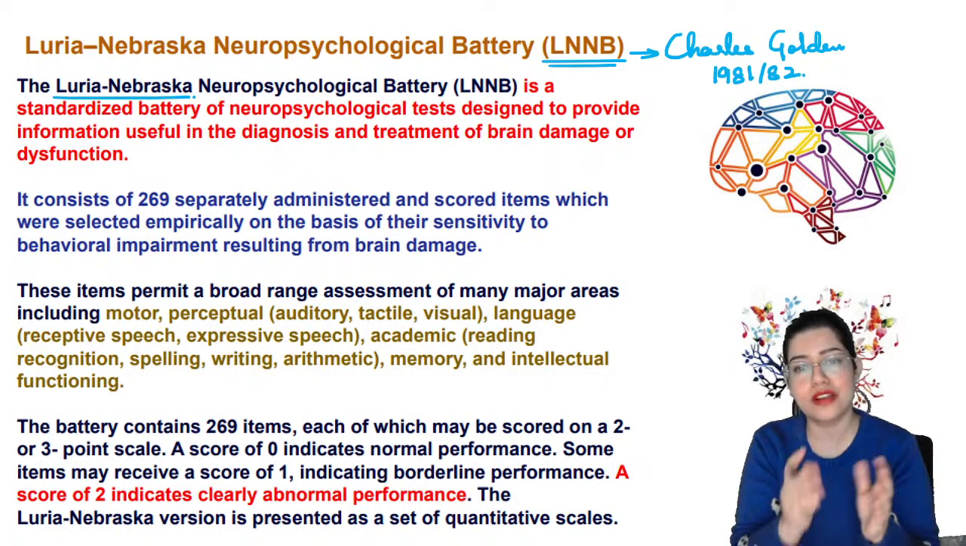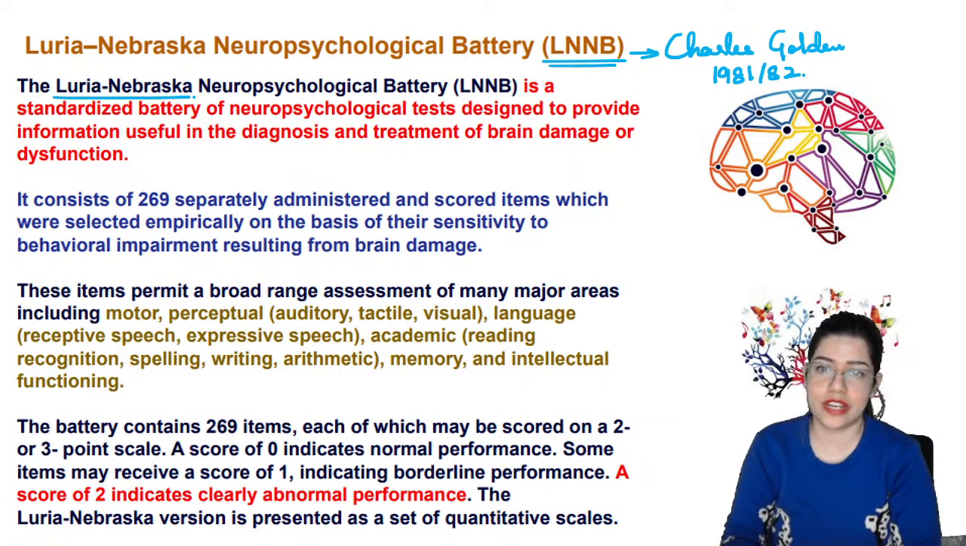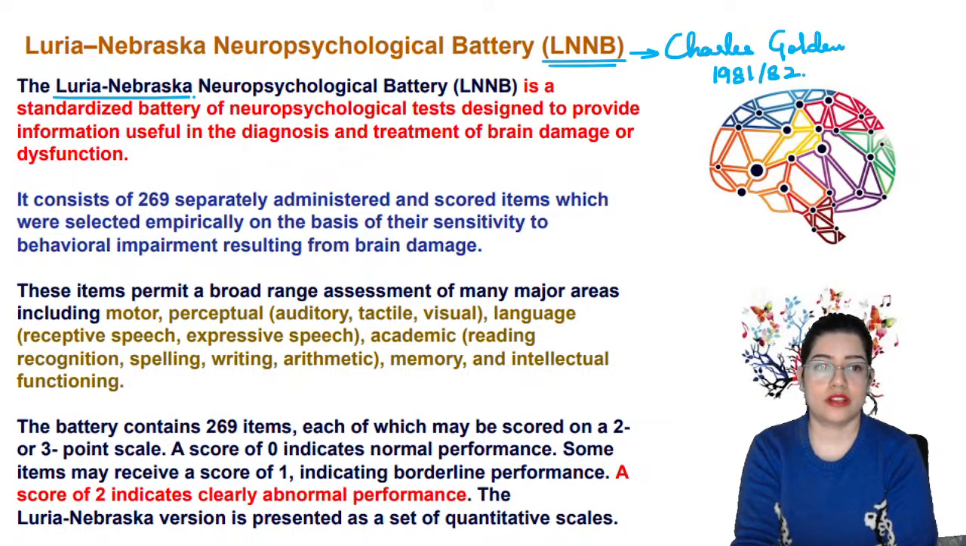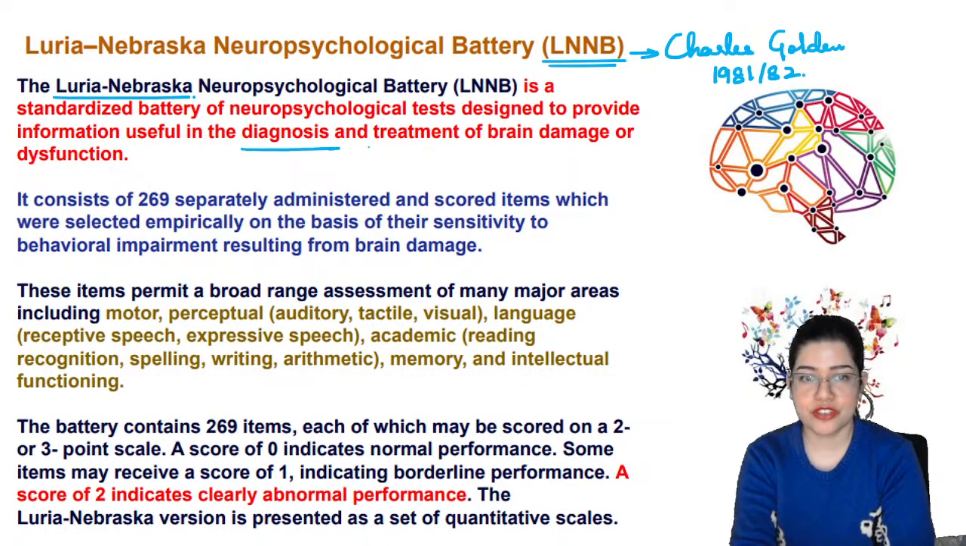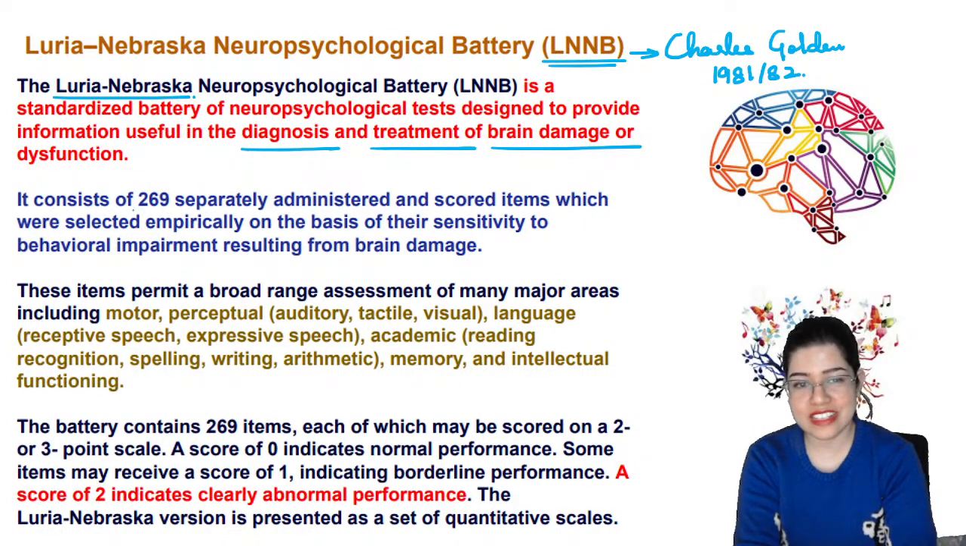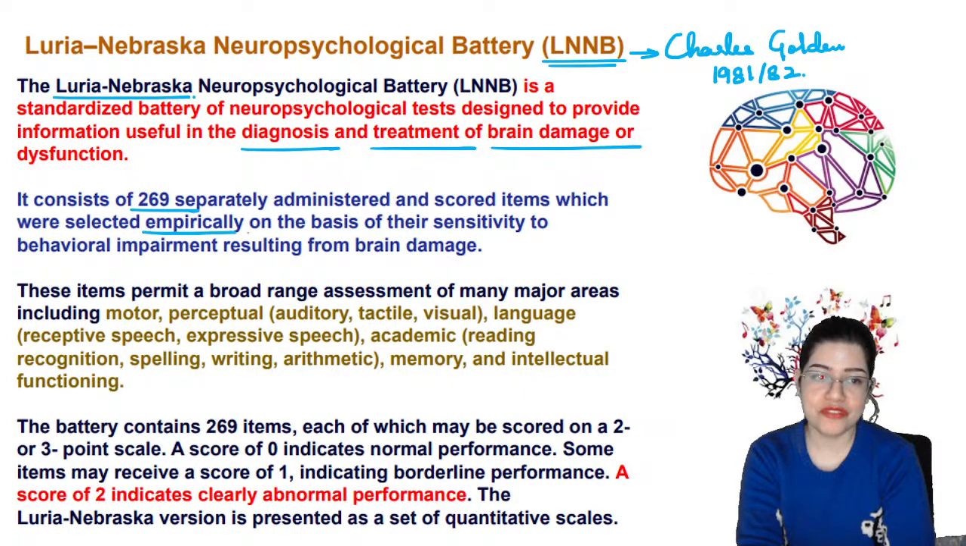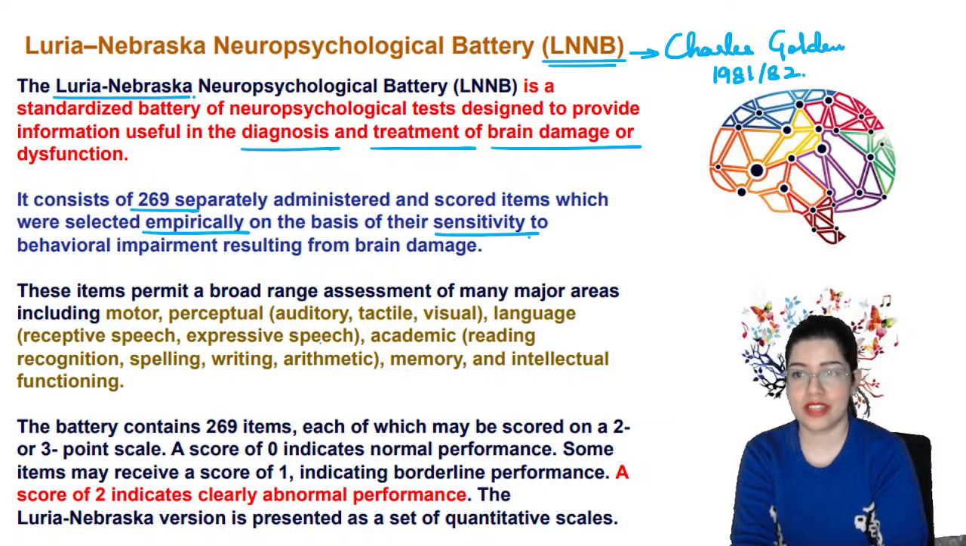So here also we're going to understand specific damage and we are also going to check for localization, lateralization and all of that. Okay, let's go. What useful information does it provide? In diagnosis and treatment of brain damage. It consists of 269 separately administered and scored items, which were selected very empirically, keeping sensitivity and specificity in mind.